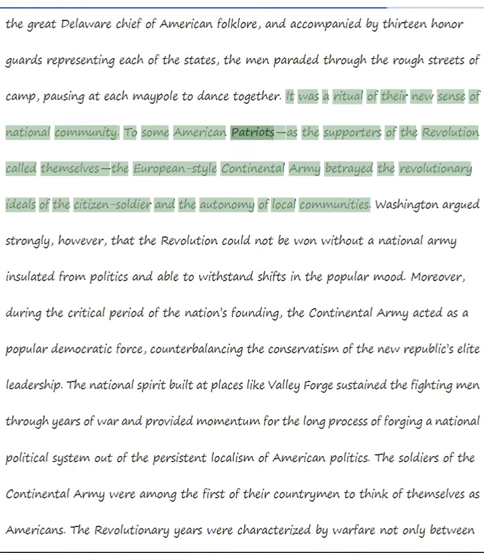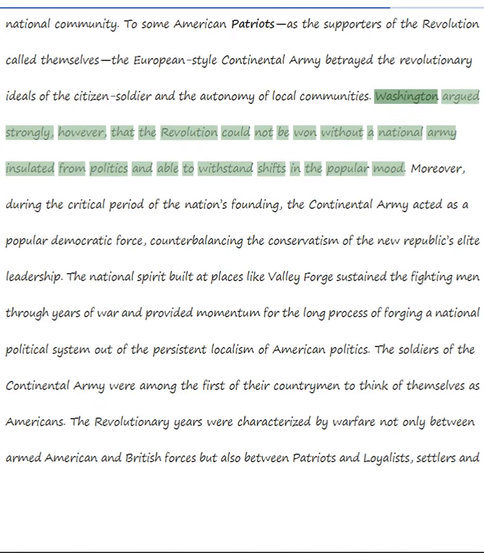To some American patriots, as the supporters of the Revolution called themselves, the European-style Continental Army betrayed the revolutionary ideals of the citizen soldier and the autonomy of local communities. Washington argued strongly, however, that the revolution could not be won without a national army insulated from politics and able to withstand shifts in the popular mood.